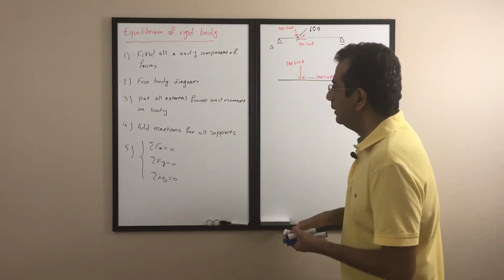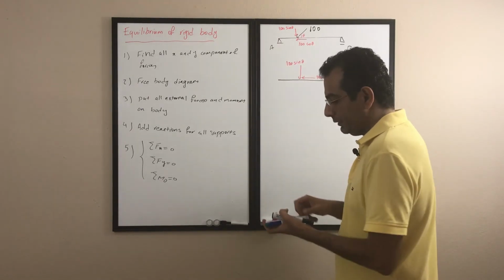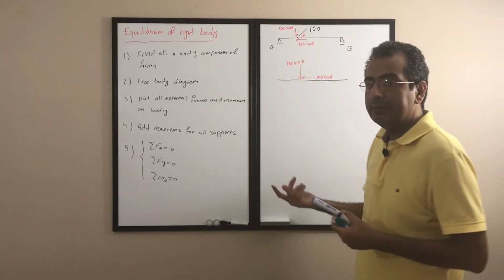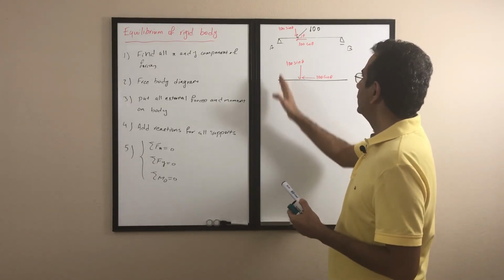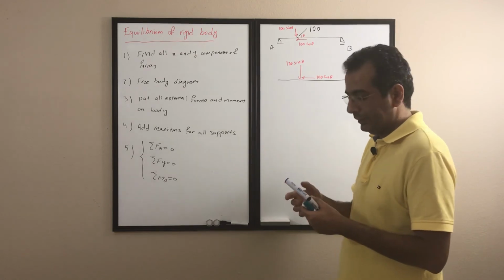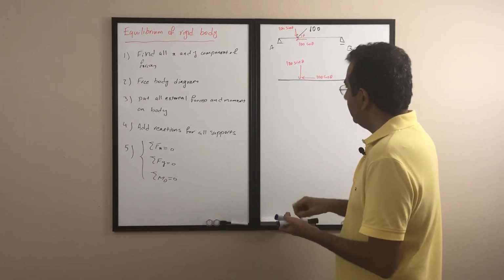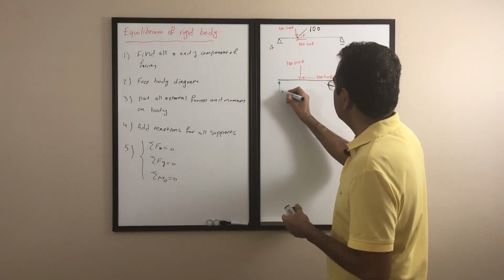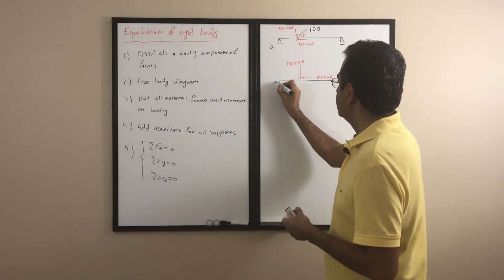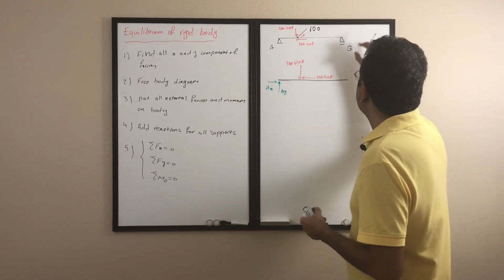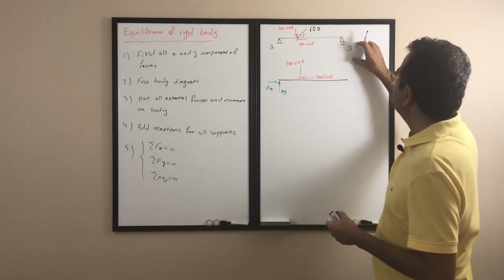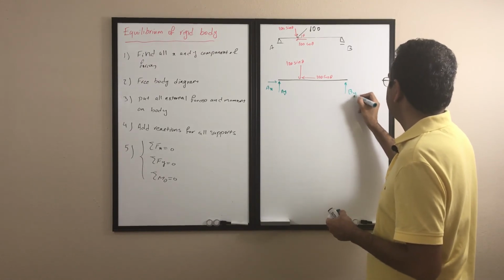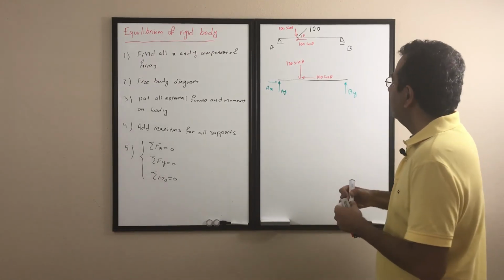After that, I will replace each support with its reaction. For example, at point A, I know that I have a pin, and the pin prevents it from moving up and down, and prevents it from going left and right. So I have 2 reactions there: one reaction to make sure it's not going up and down, and one reaction to make sure it's not going left or right. B is the roller. It only prevents it from going up and down, so I only need one reaction at B to make sure it's not going up and down.